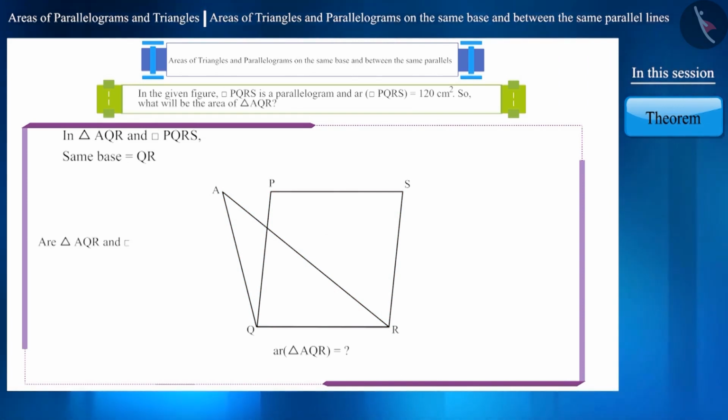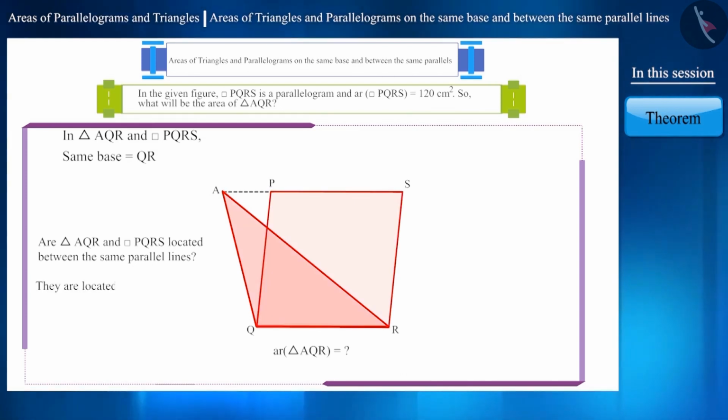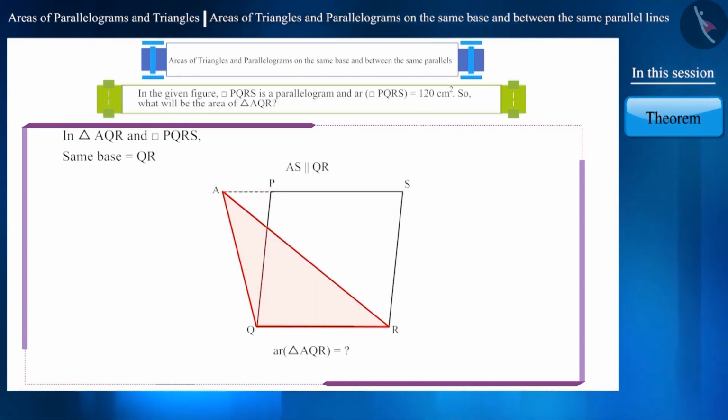Are these shapes located between the same parallel lines? Let's check. If we join point A and point P in this way, then we can see that these two shapes are located between the same parallel lines AS and QR. Now, what can you tell about the area of triangle AQR? Let me give you a hint.